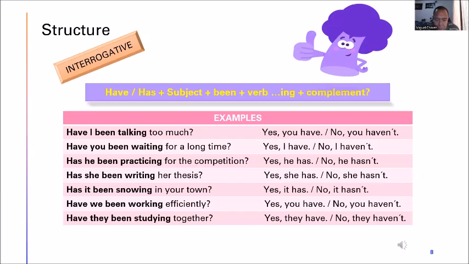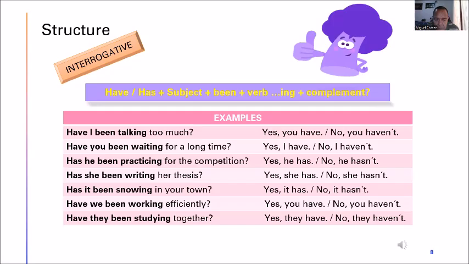Has he been practicing for the competition? Yes, he has, or no, he hasn't. Has she been writing her thesis? Yes, she has, or no, she hasn't. Has it been snowing in your town? Yes, it has, or no, it hasn't.